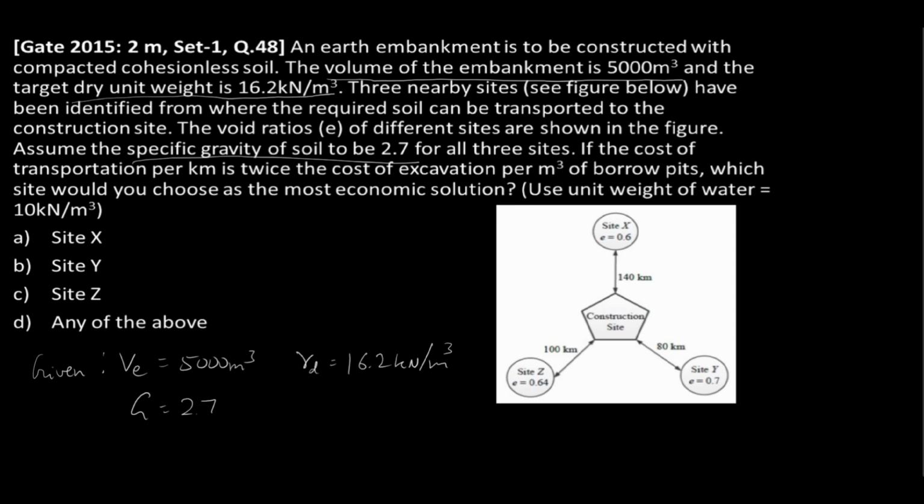And last, this cost parameter will come at last. So right now we will take these parameters and solve the question. They have also given the unit weight of water as 10 kilonewton per meter cube. Right. So we'll go to the solution now.